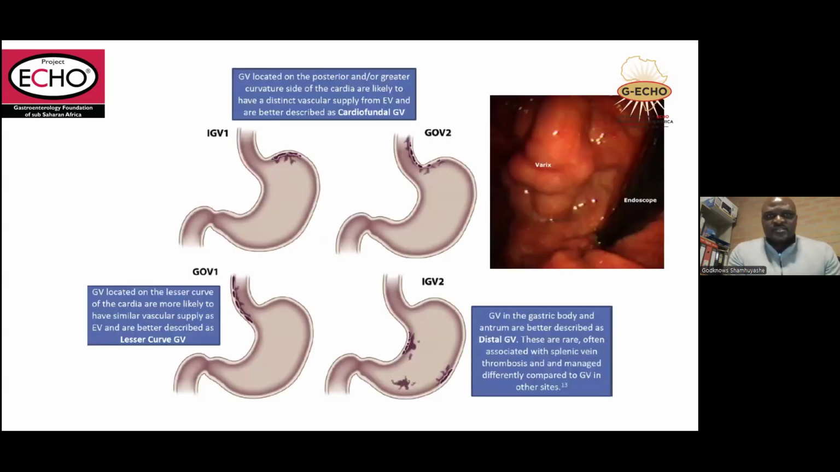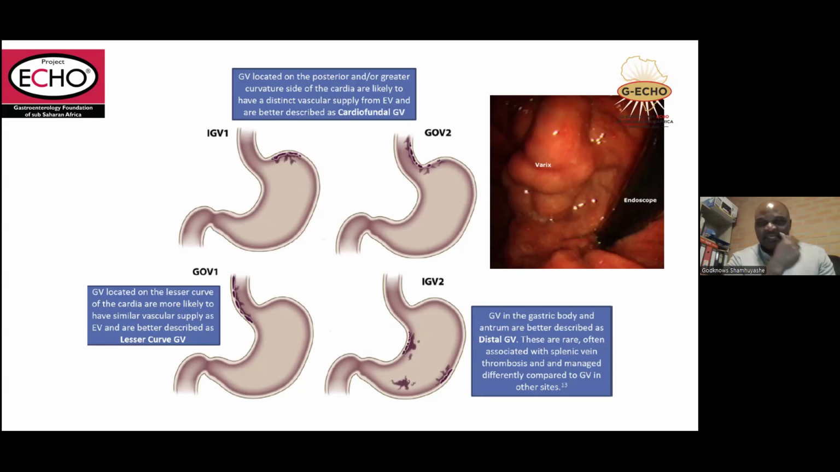So this slide here just shows the types of gastric varices. Those which are located in the posterior and greater curvature side of the cardia have a distinct vascular supply from esophageal varices, and they are described as the cardiofundal gastric varices. That's your isolated gastric varix 1 and your GOV2. Then we have the ones which are located at the lesser curvature of the cardia, and they have a similar vascular supply to the esophageal varices, and they are described as the lesser curvature gastric varices.